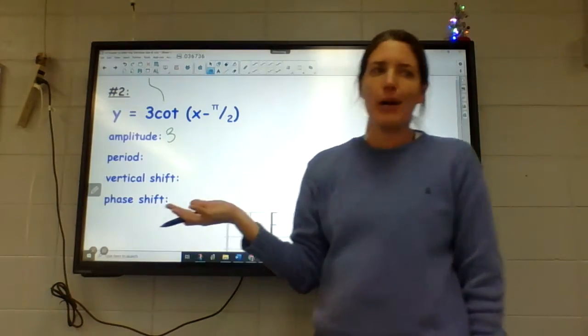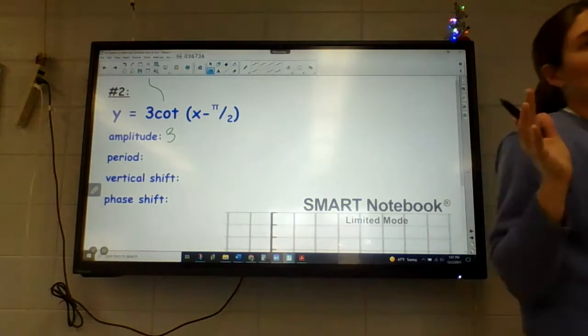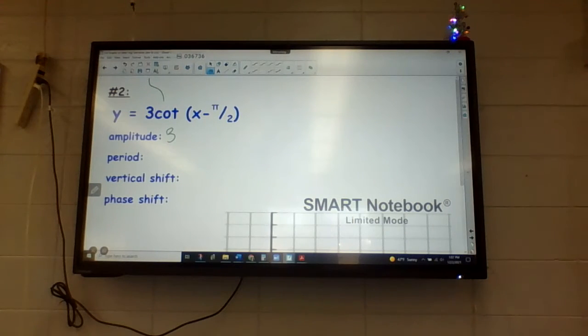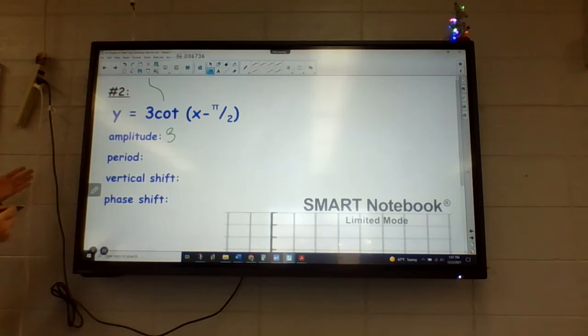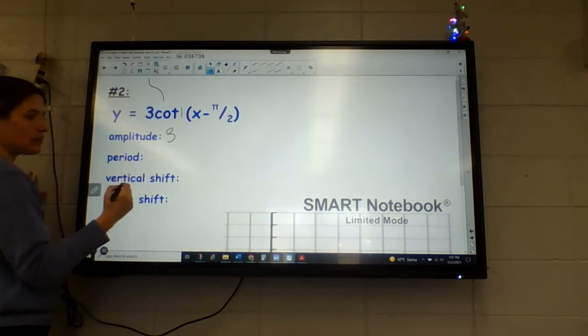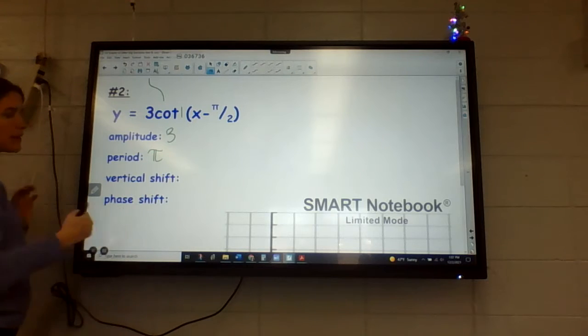But that wouldn't be graded. I'm not going to say, oh, yours wasn't curvy enough or this is too curvy. So don't worry. I might ask you about that number, but that's about it. Now this one's a good one because the period doesn't change. The B value is just 1. So the period is just pi.